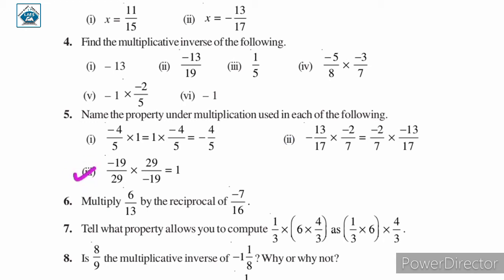The third part is minus 19 by 29 multiplied by 29 upon minus 19. So in this case, as you can see, this is equal to 1. So minus 19 upon 29 is the reciprocal of 29 upon minus 19, or we can say vice versa. 29 upon minus 19 is the reciprocal of minus 19 upon 29. Because on multiplying these two numbers, we are getting the answer equal to 1. So these are the multiplicative inverse of each other. So the name of this property is existence of multiplicative inverse.